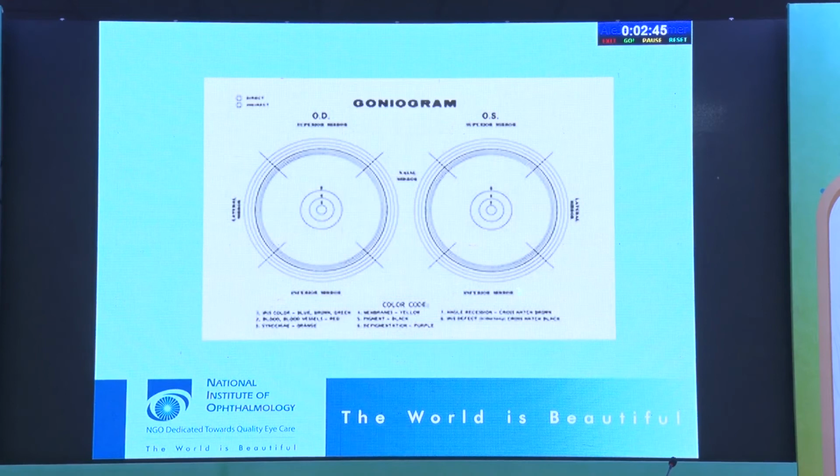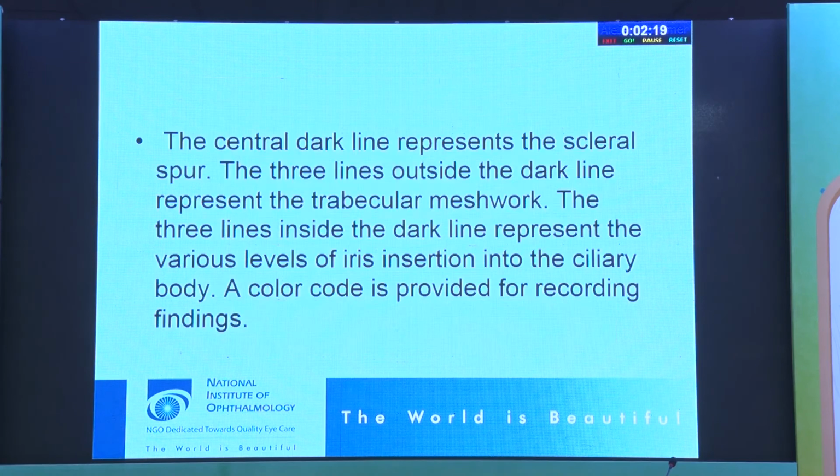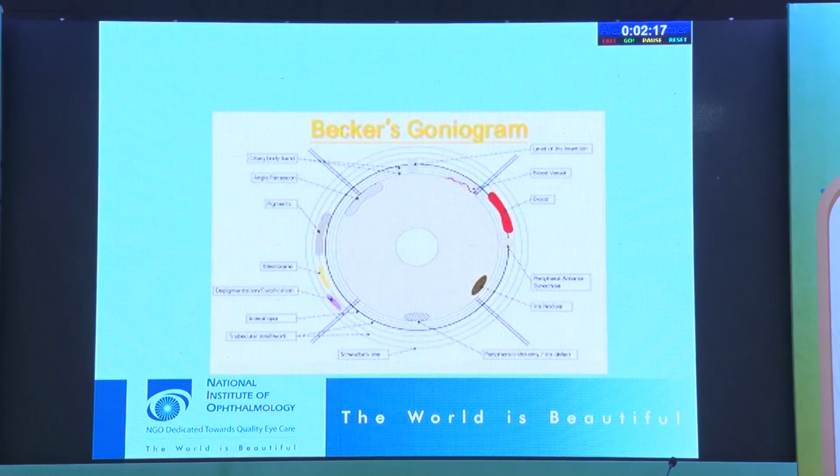So the inside 3 circles are for the root of iris insertion, and the outside 3 are for the pigmented trabecular meshwork, and any peripheral anterior synechiae, any long iris processes, anything you can draw in these lines, and inside you write where the iris is inserted and how much of the ciliary body is visible. So this is also recommended, but not very commonly used by all centers. This is how we document the gonio findings for future comparisons. So this is a Becker's goniogram.